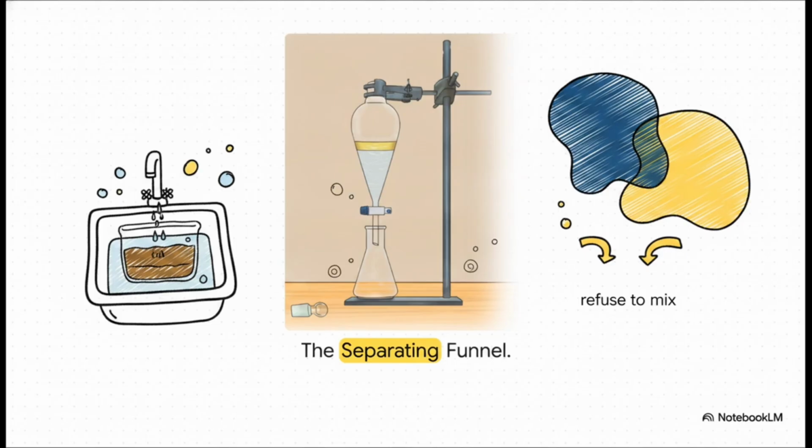Imagine you're washing dishes and some water falls into a container that still has leftover cooking oil in it. What happens? They don't mix uniformly at all. They form entirely separate layers. We call liquids that refuse to mix like this immiscible liquids. And the separating funnel is perfectly designed to take full advantage of this exact behavior.